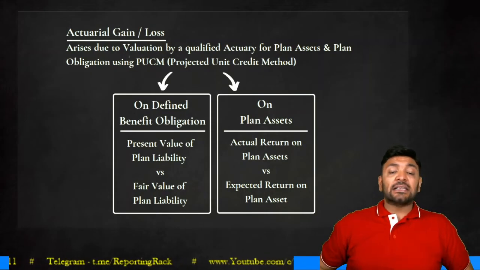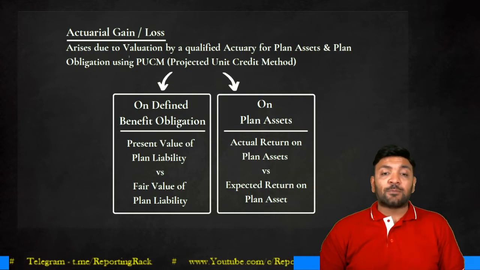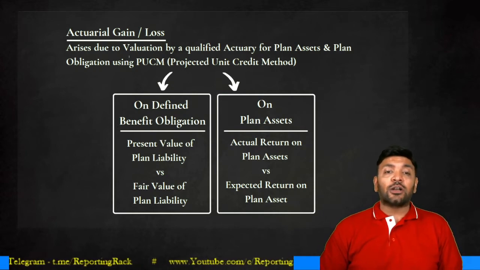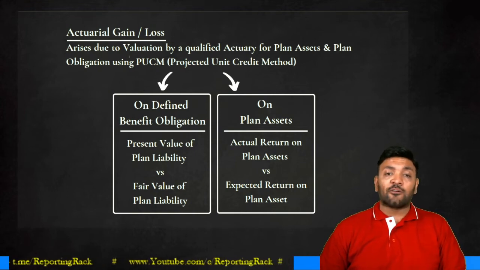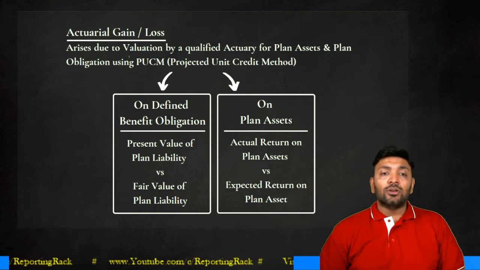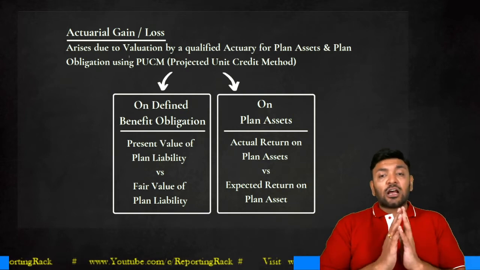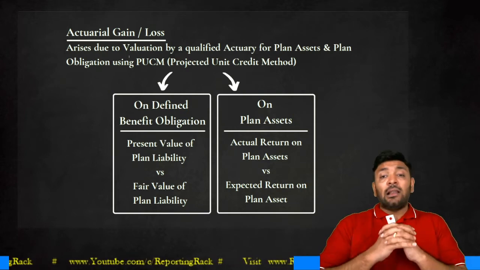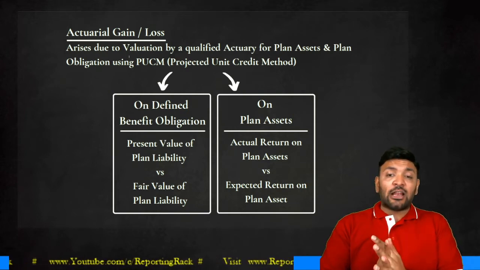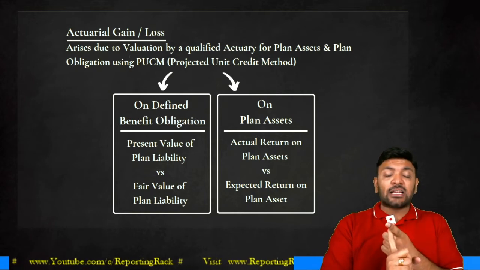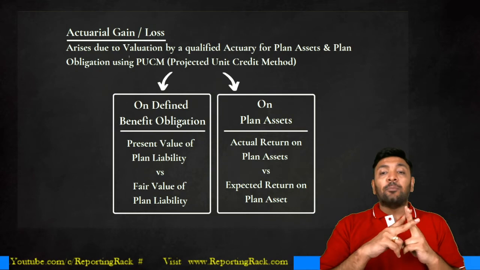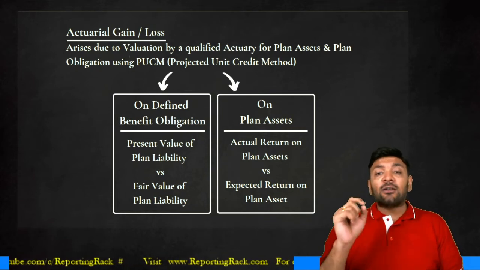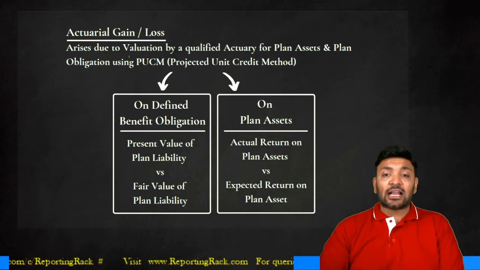On plan assets, the actual return compared with the expected return should be transferred to actuarial gain or loss in the OCI of your statement of profit and loss. Clear? So your actuarial gain or loss is identified by the PUCM model, by valuing at fair value both your present value of obligation, which is your plan obligation, and also your plan assets, and both these fair values when compared with the carrying value result in actuarial gain or loss.